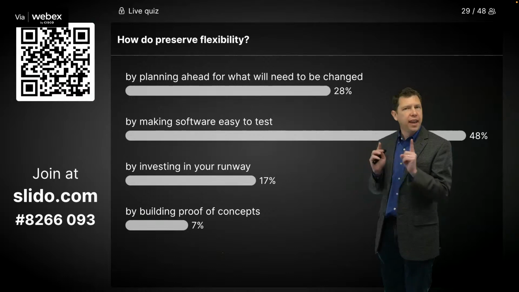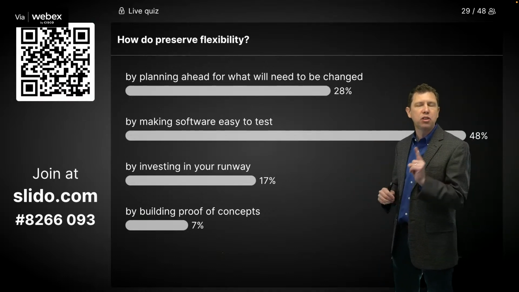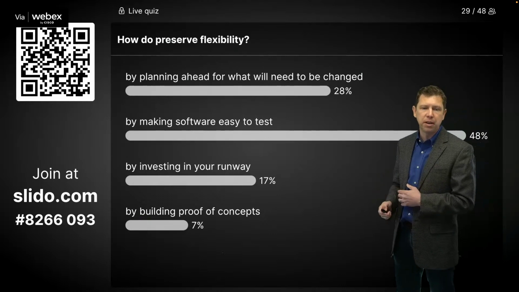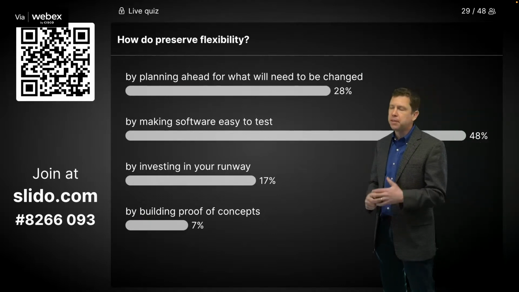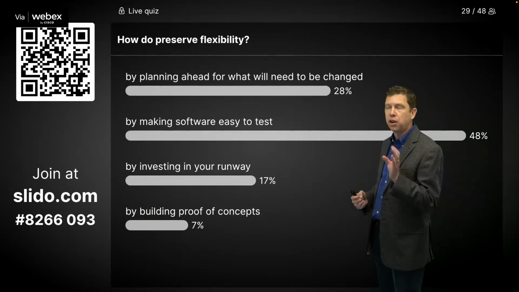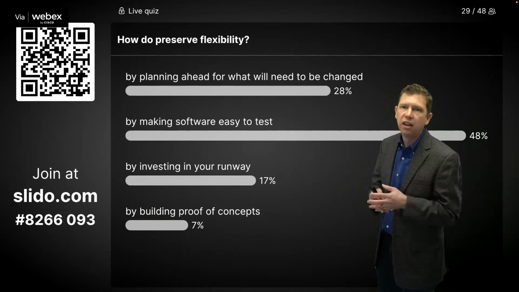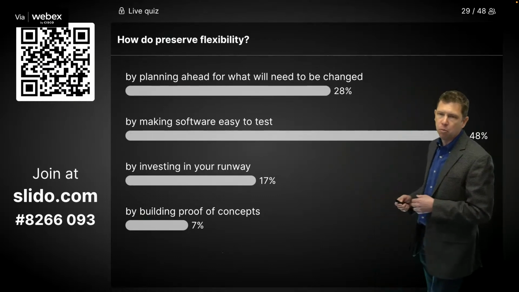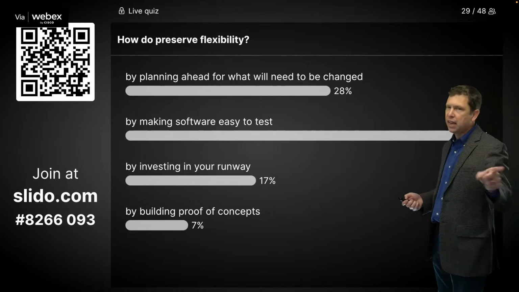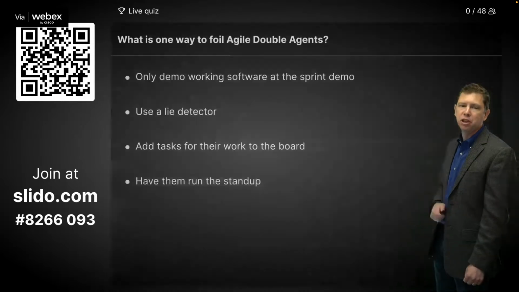Investing in your runway can be valuable sometimes as long as it's not taking away from delivering software, and oftentimes that's what ends up happening. Building proof of concepts, sometimes there's value in those, but oftentimes you're better off working in your domain rather than a proof of concept from somewhere else, because you can build a proof of concept that proves exactly how to build a bookstore, but you may not be building a bookstore.